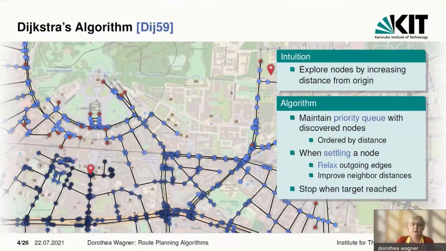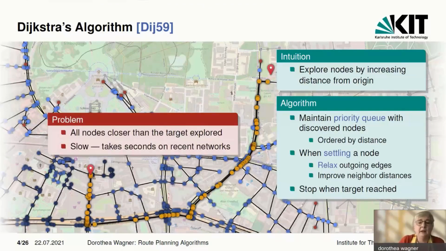Okay, if we do this in our instance, in our graph, we at a certain point find this shortest path from S to T by exploring all these other nodes. Exploring a large part of the whole graph. We can stop this exploration when we have reached the target node. But we see the problem behind this.